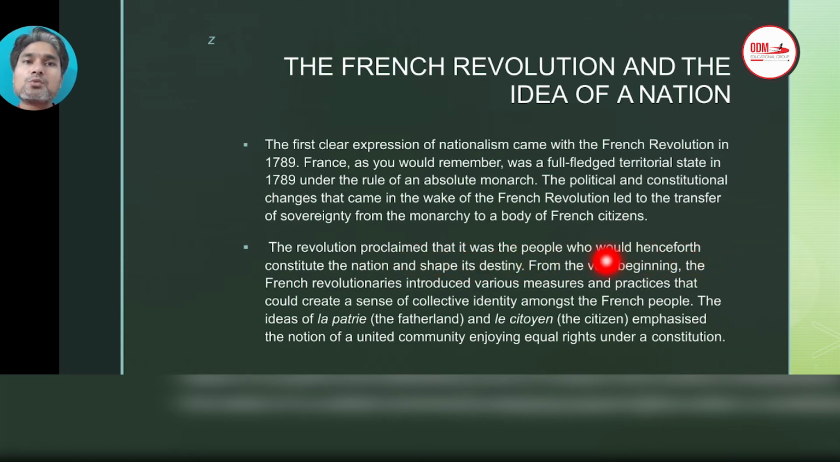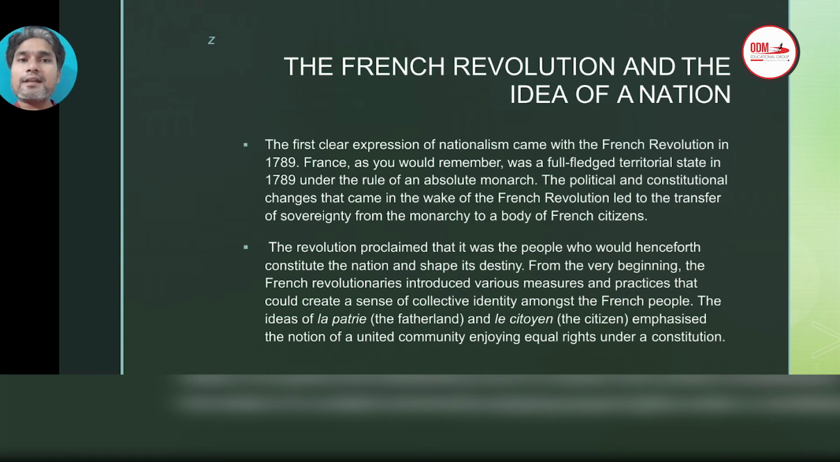From the very beginning, the French Revolution introduced various measures and practices that would create a sense of collective identity amongst the French people. The ideas of la patrie, the fatherland, and la citoyenne, the citizens, emphasize the notion of a united community enjoying equal rights under a constitution. And the constitution, we all know, 1791, the constitution that France got, right? And after that, the people started getting some rights, especially those who had property.